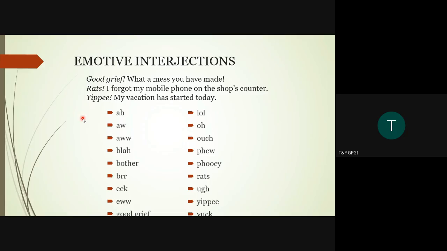So you can replace it with rats. Okay, it depends how comfortable you are with words. Or, yippee, my vacation has finally started. So yippee, happy feeling, happy emotion. So it is an emotive interjection.